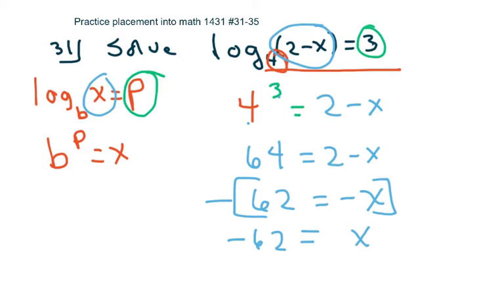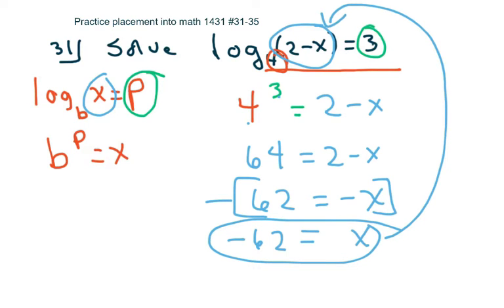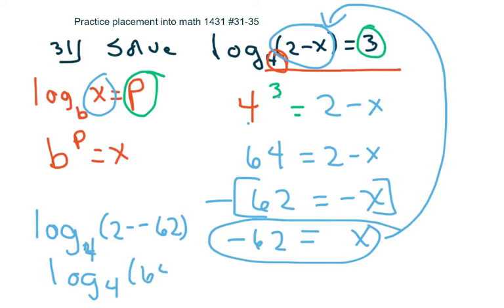It does work. You have to check these. So I'm going to plug in negative 62 there. Just because it's negative doesn't mean it doesn't work. So let's plug it in. We have 2 minus negative 62, which is going to be log base 4 of 64. This is good. This is positive. So it does work, and that's my solution.